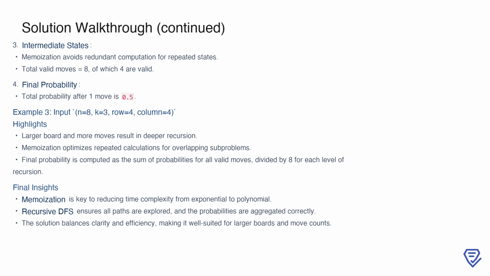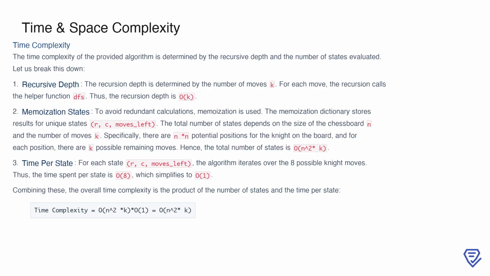To analyze the time complexity of the algorithm, we need to consider 3 main aspects: the recursive depth, the number of memoization states, and the time spent per state. First, the recursive depth is dictated by the number of moves, k, since with each move, the helper function DFS is called. This gives us a recursive depth of O(k).